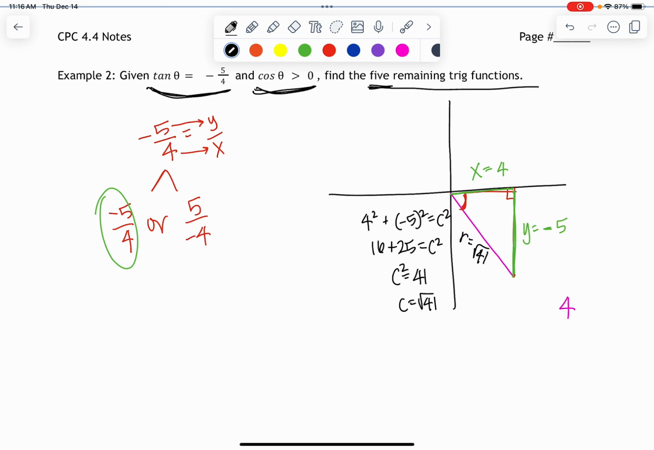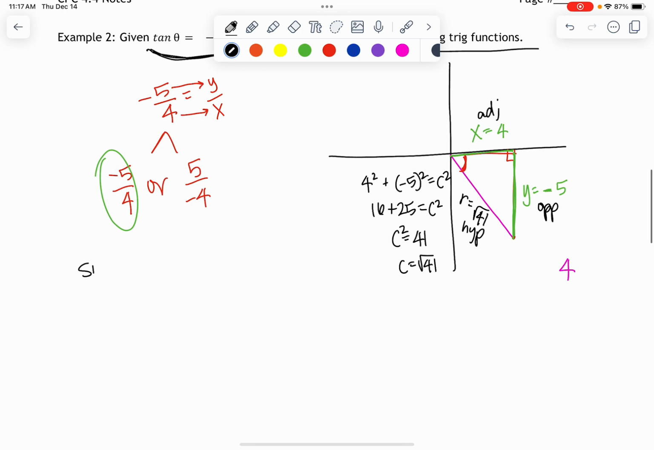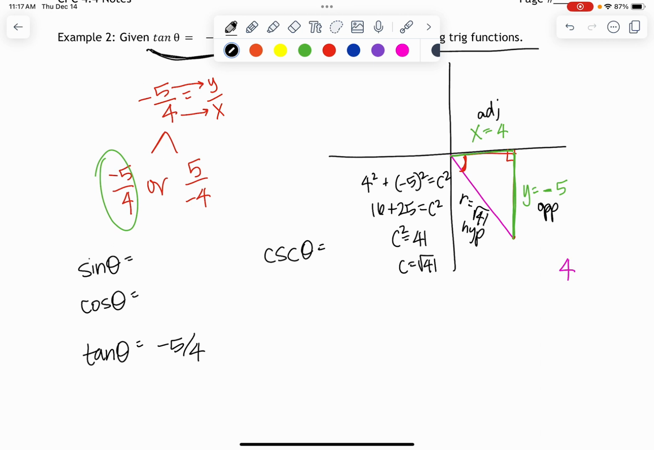Now when I find the 5 remaining trig functions, I've got my opposite, that would be here, I've got my adjacent, that would be here, I've got my hypotenuse, or I can use x, y, and r. Either will work. So the 5 remaining trig functions, that would be sine of theta, cosine of theta, tangent of theta. Tangent we already know, so it's a given. Cosecant of theta, secant of theta, and cotangent of theta. So cotangent's the easiest. It's just the reciprocal of tangent, so that one's done pretty quick.